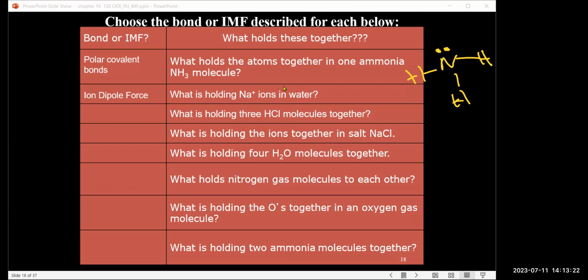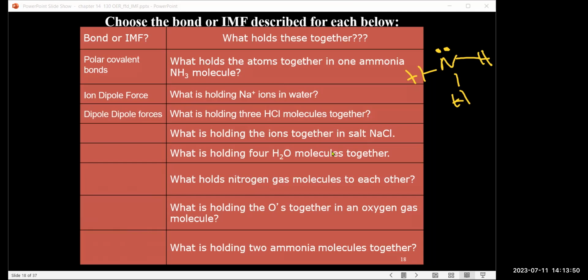Well, let's take a look at the hydrogen bridging force. Why? Because we have hydrogen here. Remember, hydrogen bridging forces only pertain to those molecules that have hydrogen bonded to nitrogen, oxygen, or fluorine. This is not the case here. This is hydrogen bonded to chlorine. Therefore, the only force left over is a dipole force.